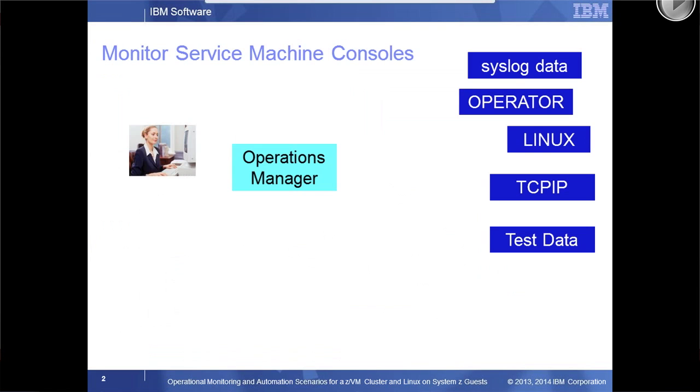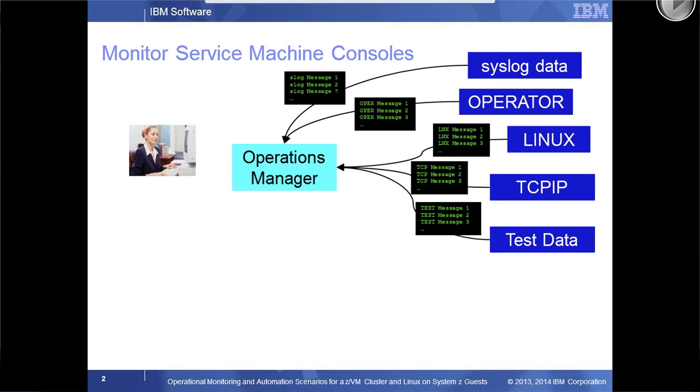More specifically, we are able to receive console messages from users like the operator user ID, your Linux guests, and your VM service machines like TCP/IP or DIRMAINT. We're also able to receive data over TCP/IP from Linux syslog, and we're also able to receive test data. Once that data is received, Operations Manager will go through all of the rules that you have written to determine what messages you are looking for and want to take action on.